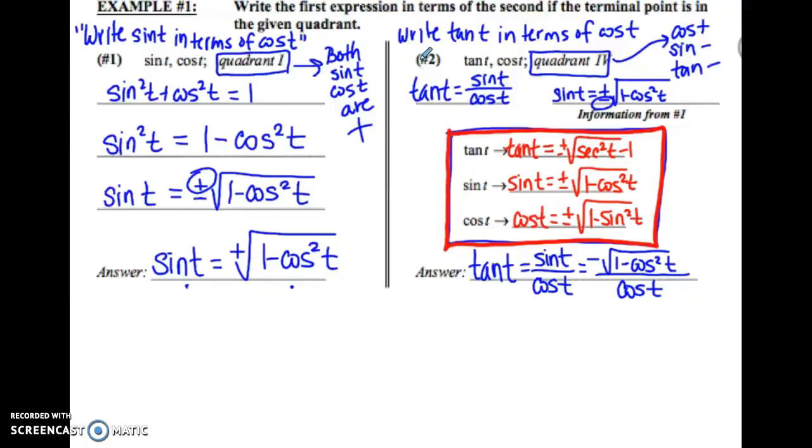Okay, so these are just going to be kind of frequent substitutions that you might be making as you work on your homework. But for example 2, we basically just took this information right here and brought it right down to create our answer.